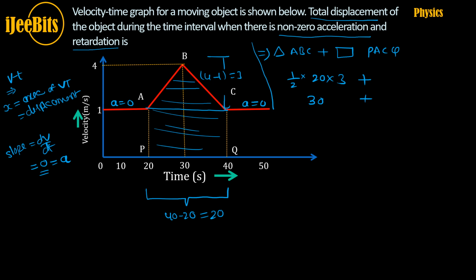Rectangle PACQ, length into breadth. So what is the height here? This height: 1 minus 0. Correct? No, 1 and 0. See this one. This is 1 only. So 1 minus 0 is nothing but 1. And hence, what can you say? 1 multiplied by how much? 20. So 30 plus 20, 50. So 50 meters is the displacement, which we can get from the vt graph. I hope you're clear.